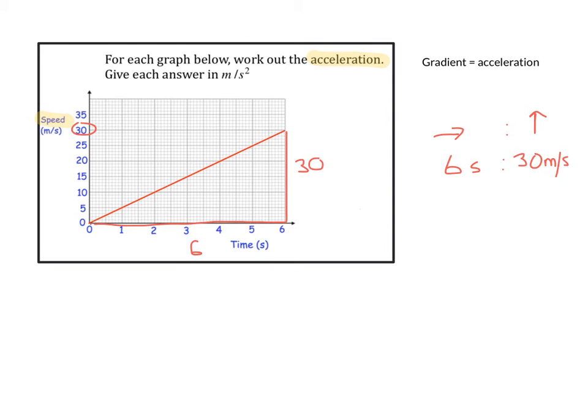Now, as I said, we need to get that down to 1 across. So I'm going to divide by 6 seconds here. Divide by 6 seconds on this side. 30 divided by 6 is 5 metres per second divided by seconds, so that's going to be metres per second squared. That's where my units come from. So my acceleration here would be 5 metres per second squared.